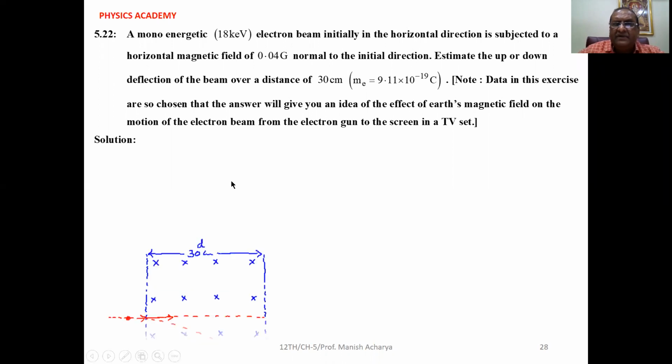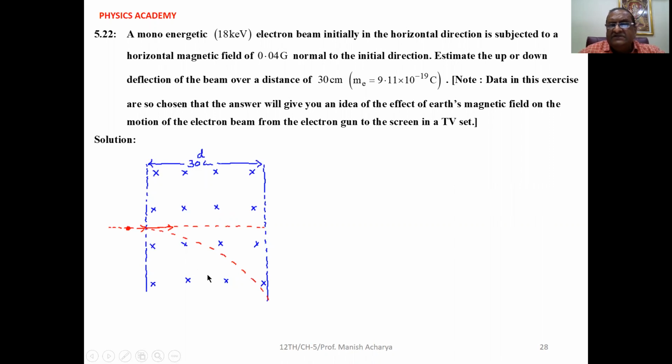Now see here. This one is the region of magnetic field. The electron beam enters it, and due to the magnetic field, it will experience a force. So now it will move on a curved path. When it covers the distance of 30 centimeter in the region of the magnetic field, we want to find its deflection with respect to the original direction of propagation. So here we can consider the motion or the velocity in the x direction, and the deflection in the y direction.